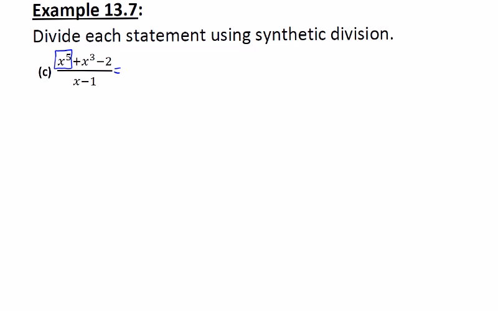So I want to rewrite this with placeholders. x to the fifth plus 0x to the 4 plus x cubed plus 0x squared plus 0x minus 2, all divided by x minus 1.